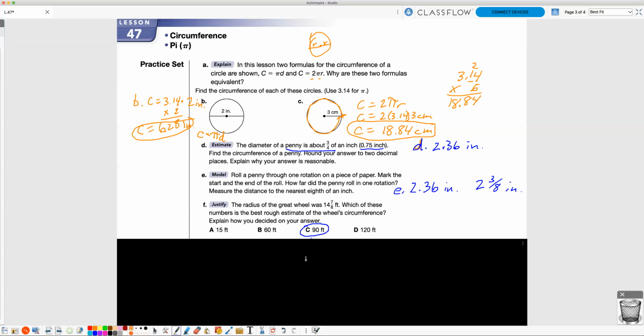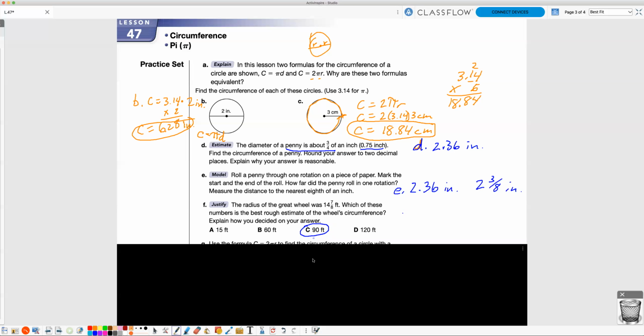The radius is about 15 feet, so you'd have to multiply 15 times 2. When you do that, 15 times 2 is 30. Multiplying that times 3, 30 times 3.14 would be approximately 90 feet. 30 times 3.14 would be closest to 90 feet.